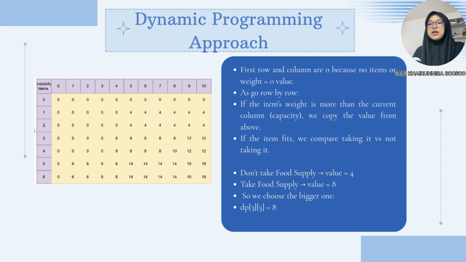If the item fits, we will compare taking it versus not taking it. For example, if we don't take the food supply, the value becomes only 4. But if we take the food supply, the value becomes 8. So we choose the bigger one, which is 8. So the value for dp[3][5] will become 8.